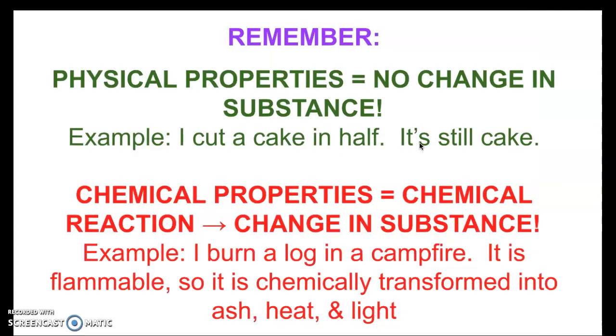But the big takeaways here are physical properties mean there's no change in the substance. So if I cut a cake in half, it's still a cake, right? Chemical properties are how they chemically react with other things. It's how they change themselves into a new substance. So for example, if I burn a log in a campfire, it's really flammable. That's a chemical property. So it's chemically transformed into ash, heat, and light, and it cannot be turned back into a log.